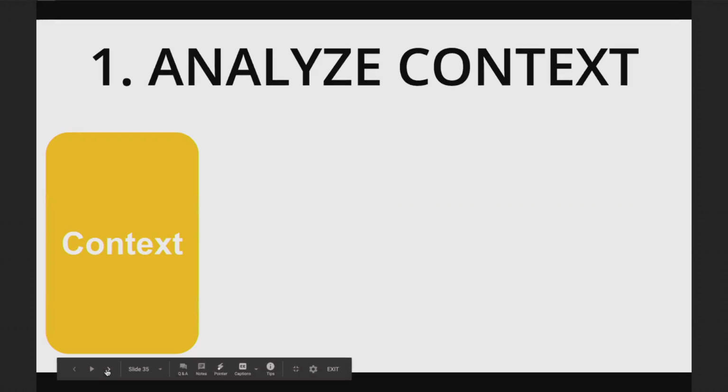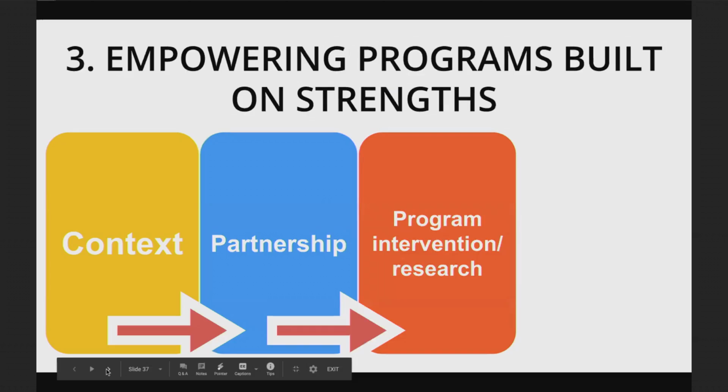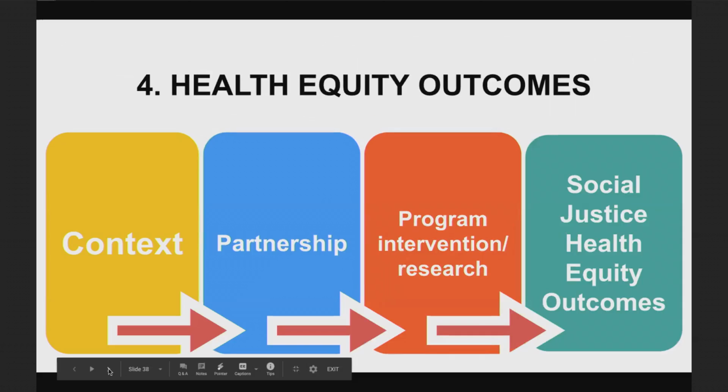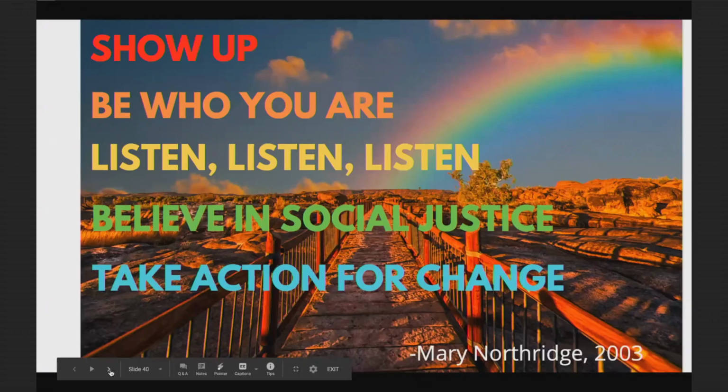And so basically at the end of the day, if you analyze context together and do partnership, it improves the program, which then leads to social equity outcomes. This is a pathway that shows how you can do that with the data. And then this is the end. At the end of the day, CBPR is about showing up, being who you are, listening, believing in social justice, and taking action for social change. And I love the model because it's simple and you can really use it in a very simple way.